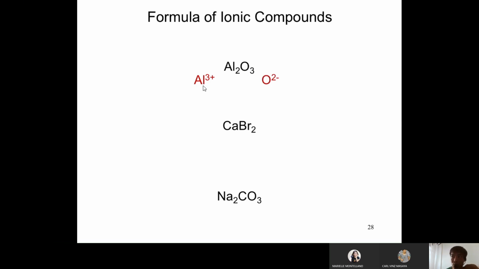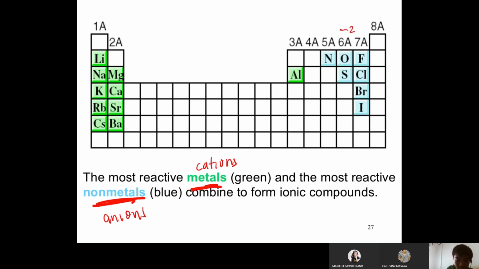Okay. So, yung aluminum, this is a group 3 atom. So, group 3 atom siya, di ba? Group 3A. So, that means the charge will be positive 3 talaga, di ba? Si oxygen naman, anong group siya? Group 6A. Ano yung na-form ng 6A? Negative 2, di ba? Balikan. Sulat ko na lang dito para pwede natin ito balik-balikan.